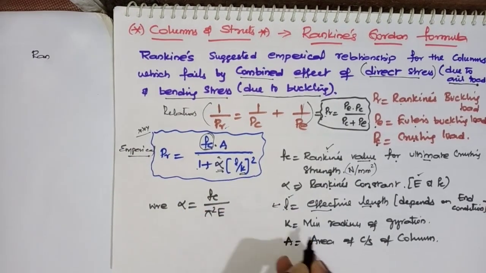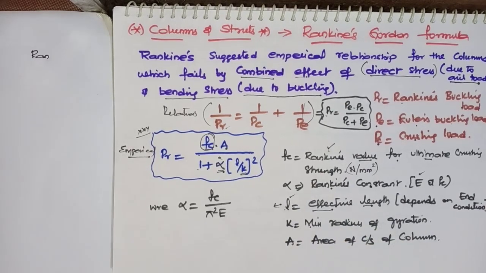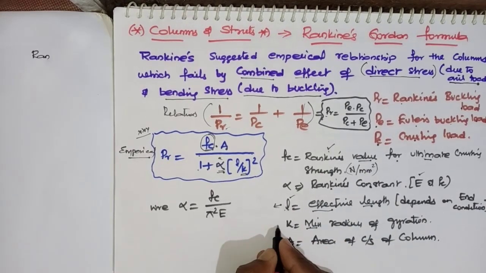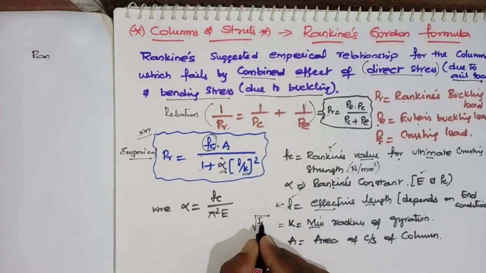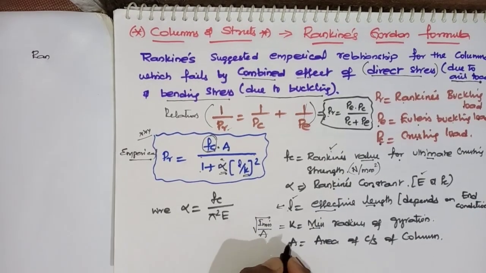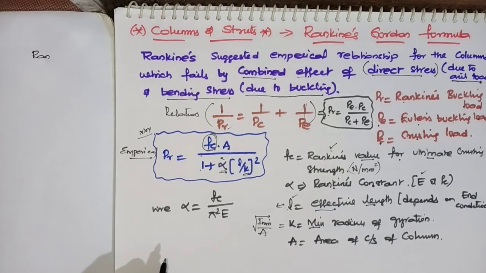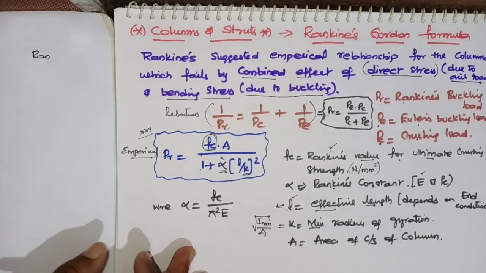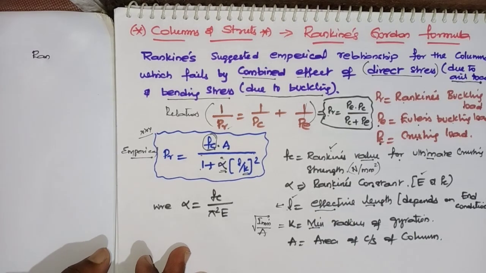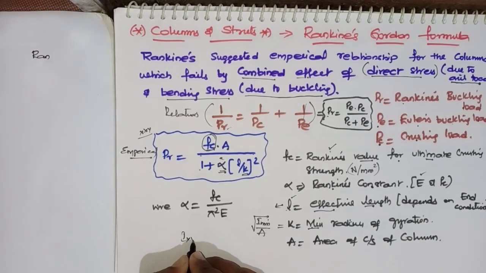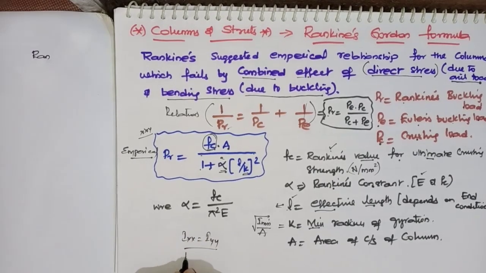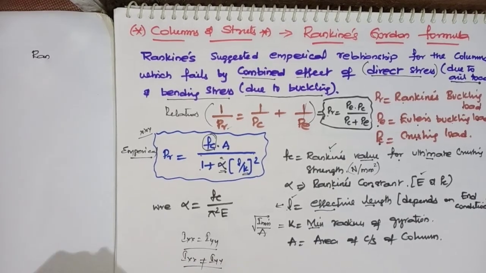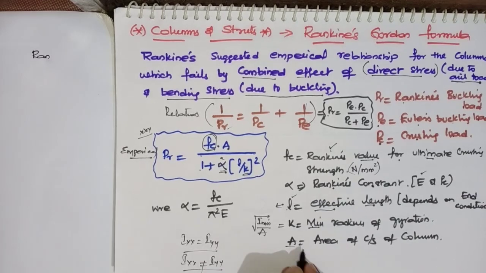And K is the minimum radius of gyration. How will we get the minimum radius of gyration? K equals under root of I minimum by A. What is I minimum? You all know: the minimum of Ixx and Iyy for a particular cross section of the column. For a circular column, Ixx will equal Iyy, but for square or rectangular, Ixx will not equal Iyy, and A is the area of cross section of the column.